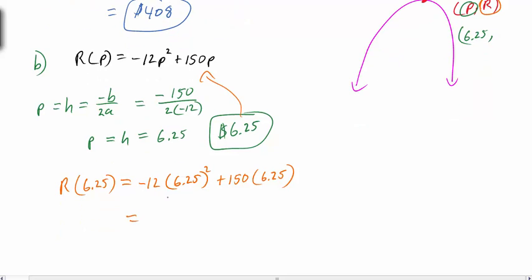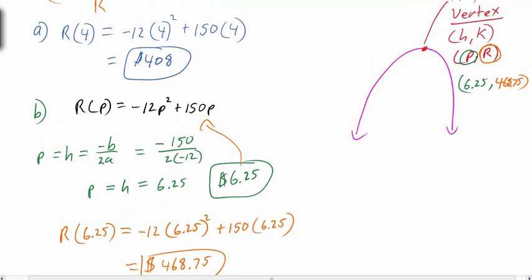And if you square this and work out the calculations, you're going to end up with $468.75. So again, that's given us the y coordinate to our vertex. So the x coordinate for the vertex, which is the h, is 6.25, and the y coordinate, which is the k for the vertex, is $468.75.